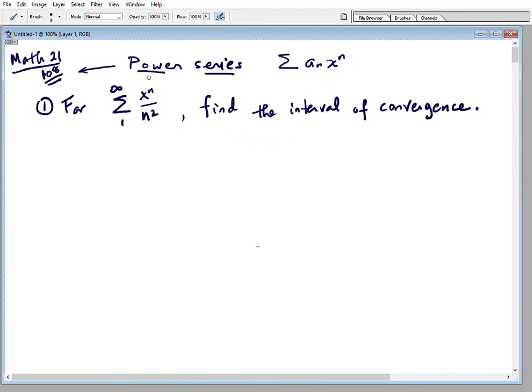All right, so here we'll do a couple of examples. Here we want to find the interval of convergence. Typically, they could converge for all x, or sometimes no x, or sometimes an interval. All right, so let's look at this one. What we always do is the ratio test to start with.